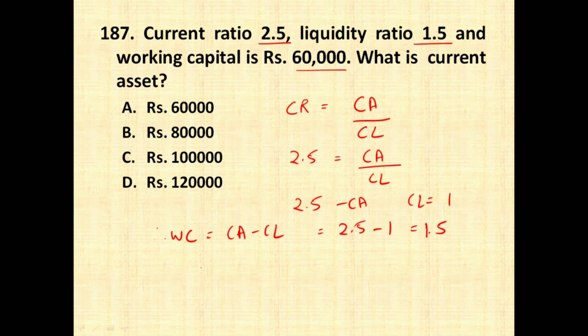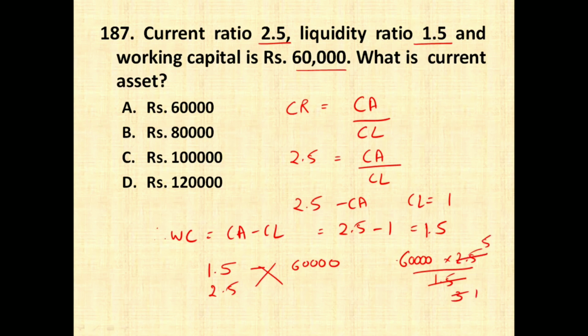So here if you apply the rule of 3, when the working capital is 1.5, the value is rupees 60,000. Then when the current asset is 2.5, how much is going to be the value of current asset? So 60,000 into 2.5 divided by 1.5. If you remove the decimal points, 5 3s are 15, 5 1s are 5, 3 2s are 6. So 20,000 into 5 is going to be rupees 1 lakh, which is the value of current asset.